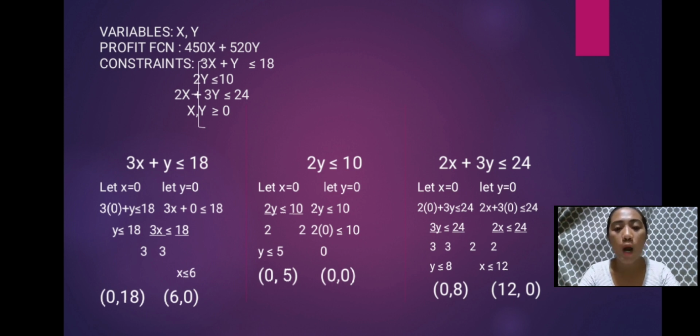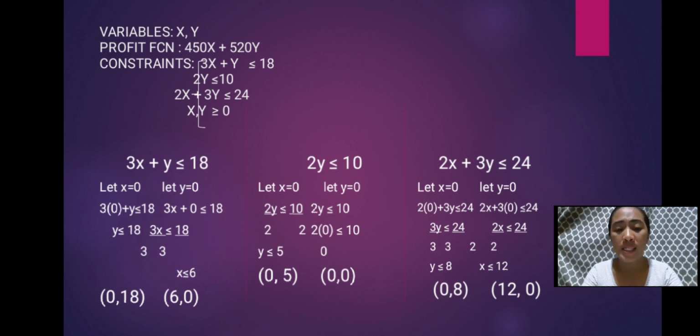Then for our polyester, we have 2Y greater than or equal to 10. So we let X equal 0. So 2Y greater than or equal to 10. We remove 2 by dividing both sides by 2. So 2Y over 2 greater than or equal to 10 over 2. So the answer is Y greater than or equal to 5.